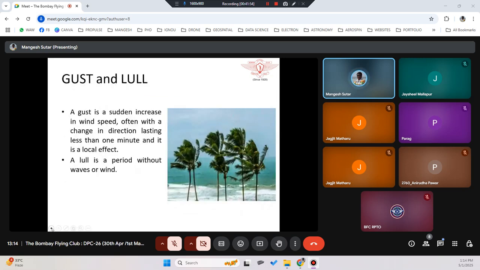So let's see different types of wind. One type is a gust, like we have seen in the METAR, where a gust of 18 knots was mentioned. So it is a heavy wind, with wind speed more than 15 knots. It was telling that in Mumbai there would be a gust of 18 knots. A gust is nothing but a sudden increase in wind speed, often with a change in direction, lasting less than 1 minute, and it is a local effect. A lot of times you would have encountered this.